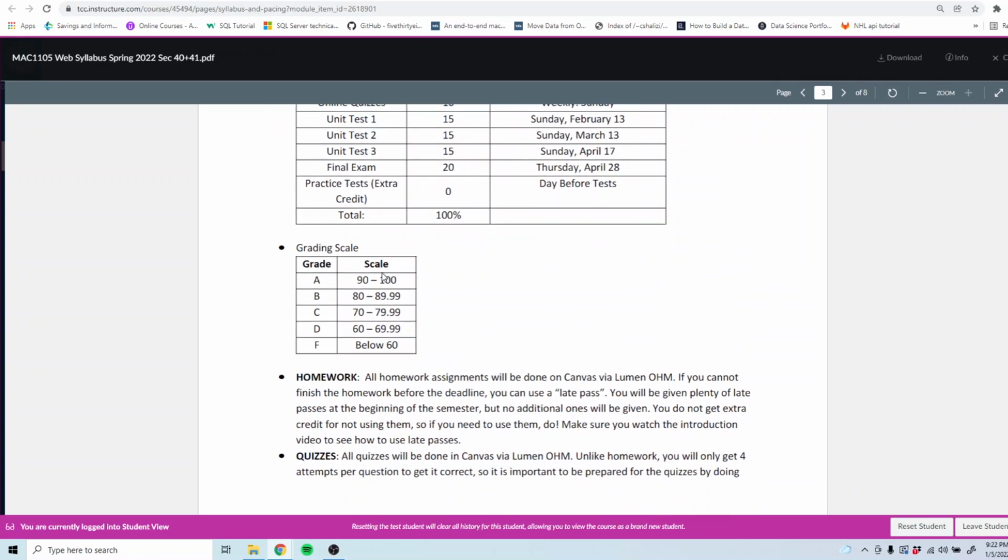All right, the grading scale is pretty standard here. Above 90 is an A, 80 to 89 is a B, 70 to 79 is a C, 60 to 69 is a D, and below 60 is an F.